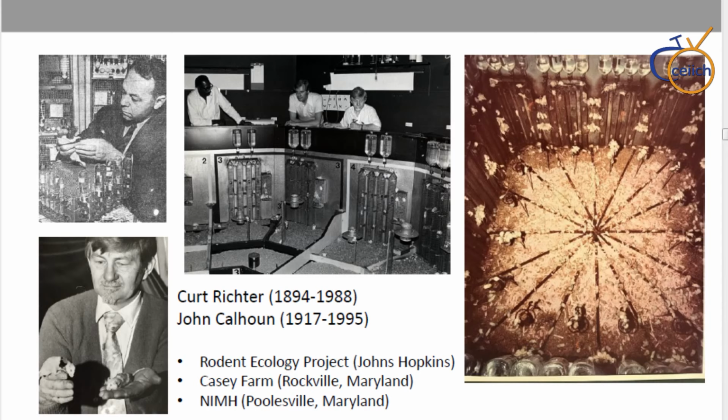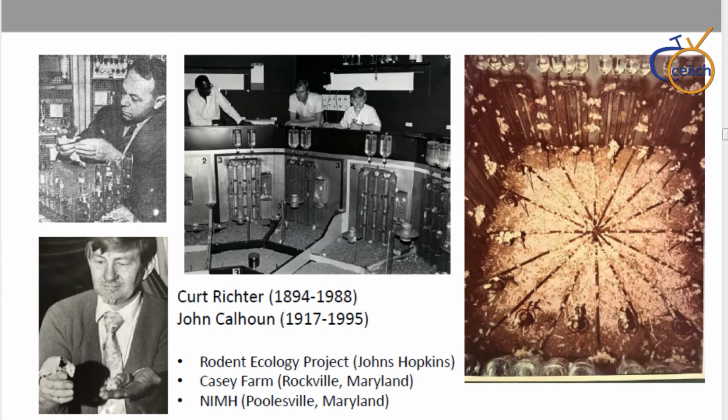Following Curt Richter was John Calhoun. John Calhoun created a laboratory in which he bred rats and watched how they behaved in a confined setting. What's interesting about these studies is that when rats are confined to a certain space with limited resources, they don't reproduce as much as they would if they have unlimited space.